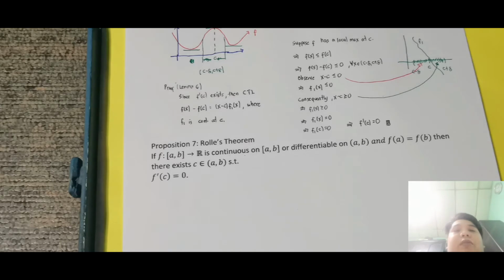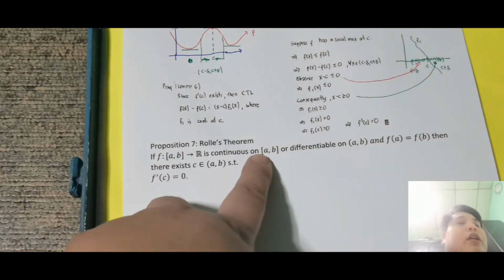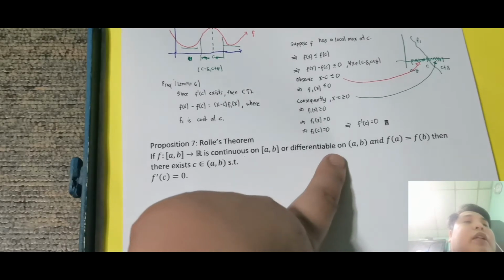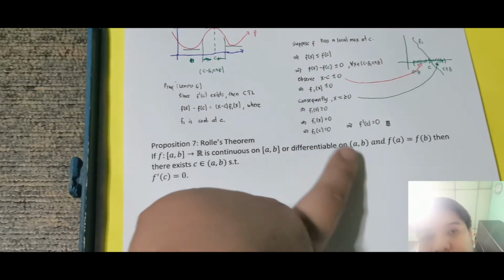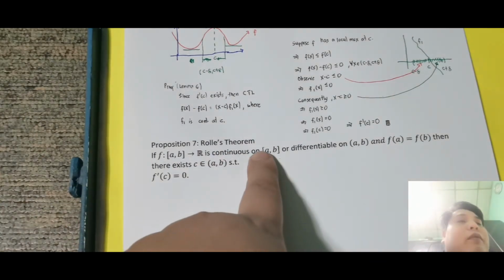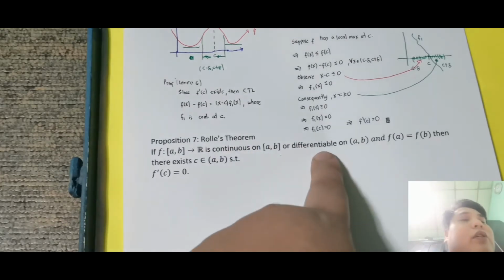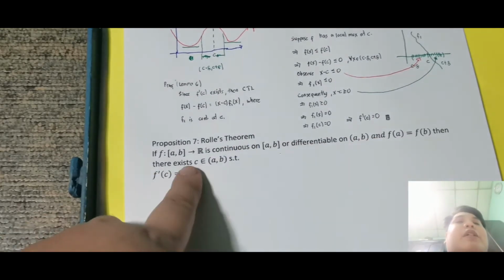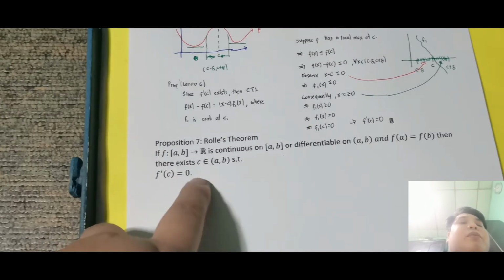So this is proposition number 7. So this is the Rolle's theorem. Okay, so if f is a function mapping from a closed interval AB going to real numbers, is continuous on AB, so sa closed interval AB, or differentiable siya on AB. So dalawa ibig sabihin, kung ako ay continuous sa closed interval AB, or differentiable ako sa open interval AB, and f of A is equal to f of B. So dalawa, ganto: continuous ako sa closed interval, tapos equal tong dalawa. Or differentiable ako sa open interval, tapos equal tong dalawa. Then there exists c, element ng AB, such that f prime of c is equal to 0.